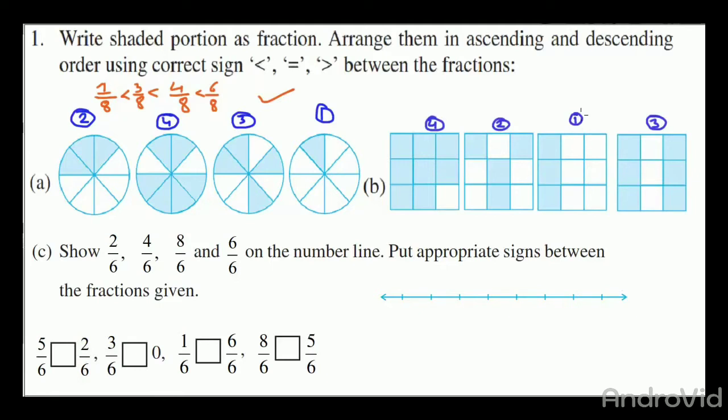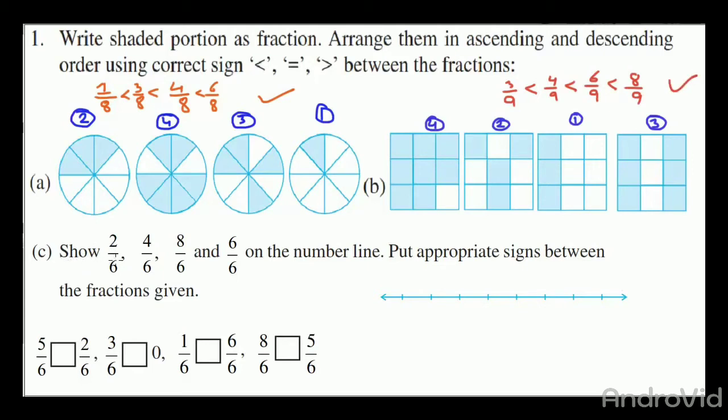Next one, we have arranged it again. First is 3 out of 9, second is 4 out of 9, and similarly all things have been shaded up. And then we have to write down 3/9 is less than 4/9, is less than 6/9, and so on, 8/9. You just have to define them.